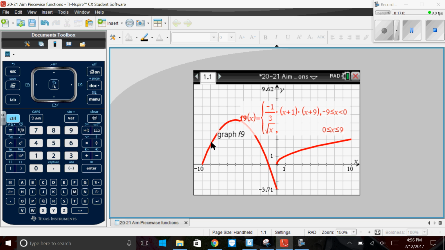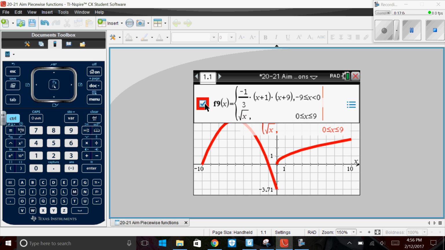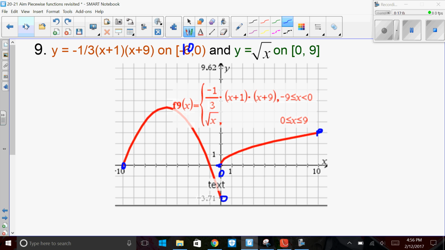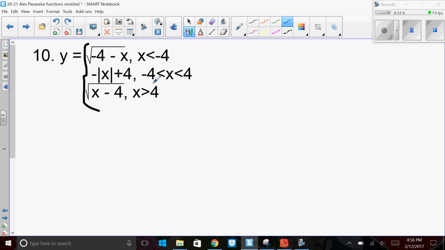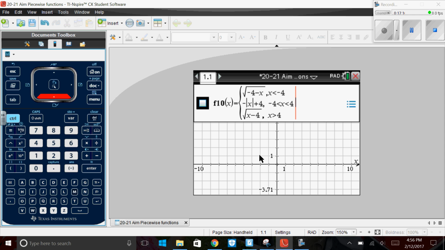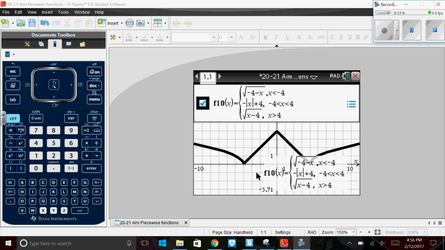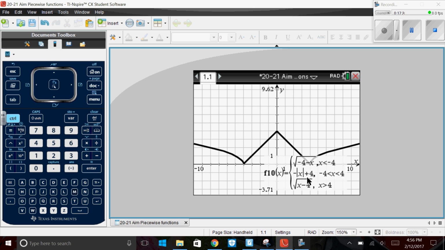And we have one more. And that would be number 10. And number 10, I gave you 3 different pieces of 3 different functions. And that looks like that. Oh, and of course for this one, since you have 3 pieces, you have to pick this one, right? Because it's got 3 different pieces here. And that's what this looks like. Kind of cool.